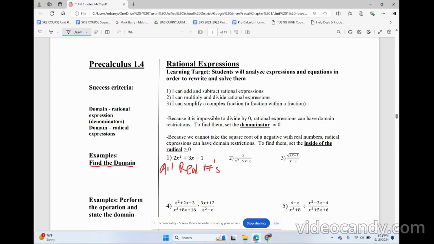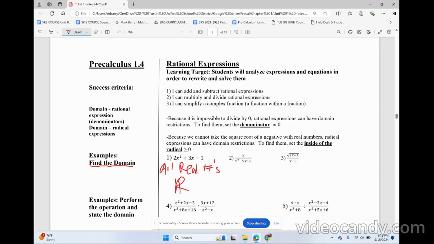Those are the only two types of restrictions we're going over right now. There is one more later on having to do with logarithms. We'll go over that later. But if you don't have any of those, then it's going to be all real numbers. Sometimes they draw that with like the fancy R with the extra line in it. That does mean the same thing.